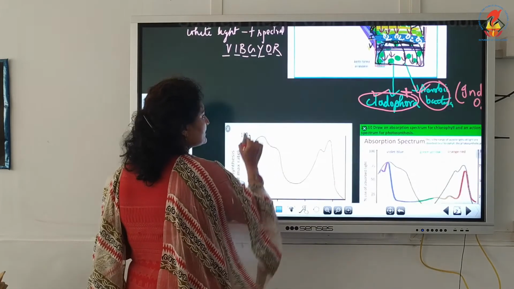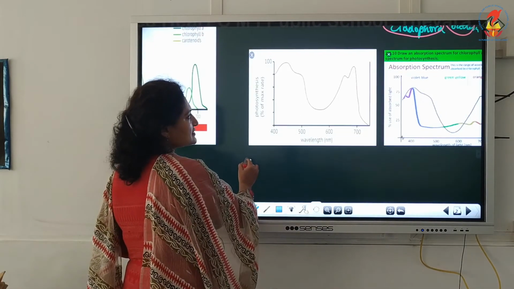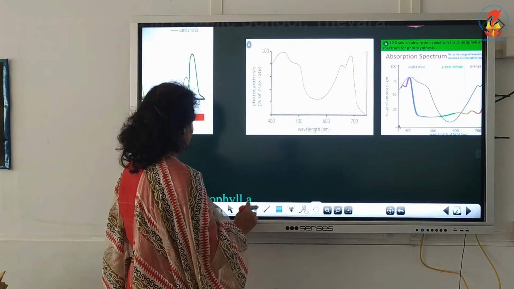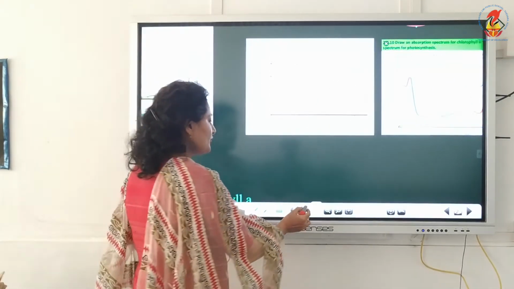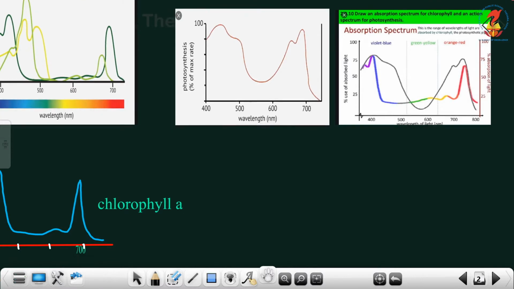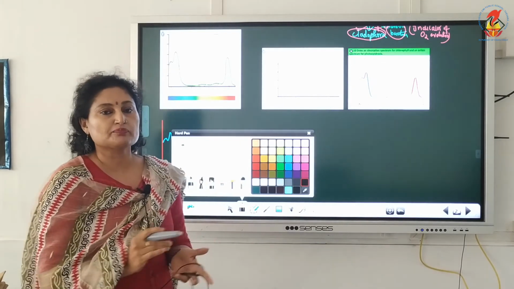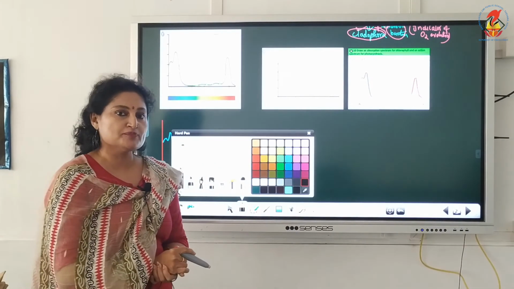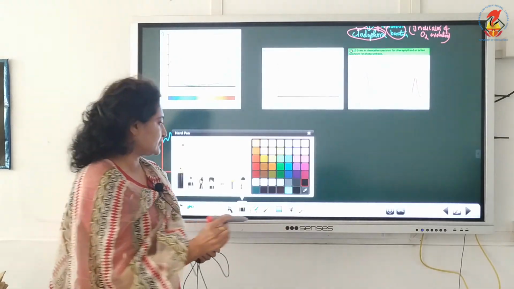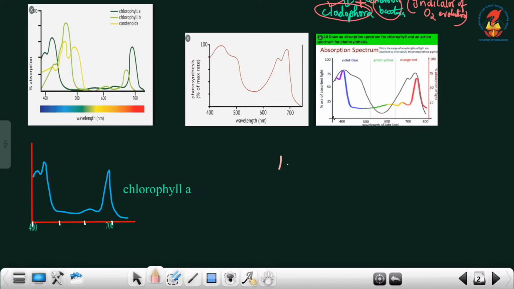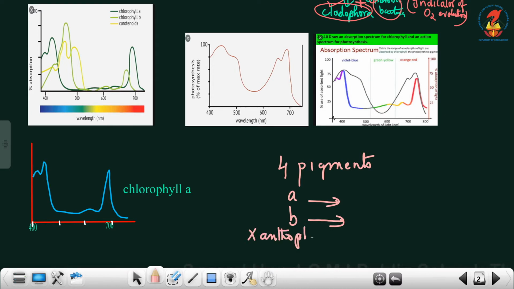Last is not an experiment, it is from experiments that we are arriving at a hypothesis or conclusion about which pigment is the chief pigment. We know in photosynthesis pigments are involved, and what are pigments? Pigments are molecules that absorb light at a specific wavelength. There are 4 main pigments: chlorophyll A, chlorophyll B, xanthophylls and carotenoids.